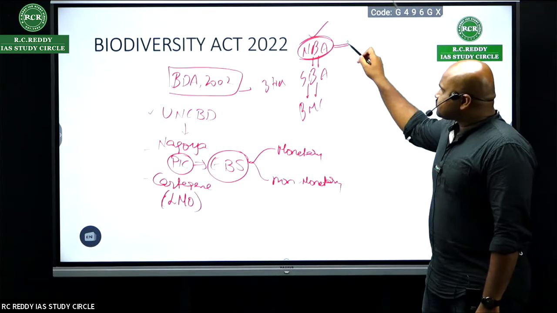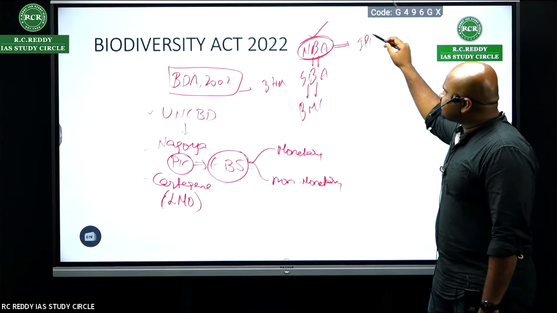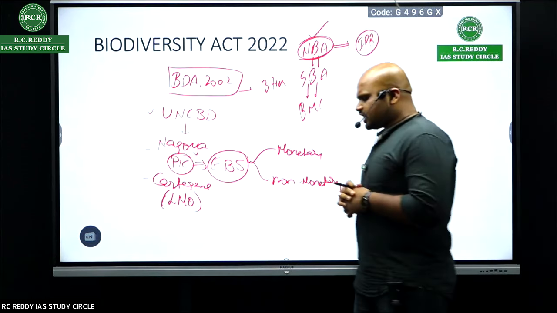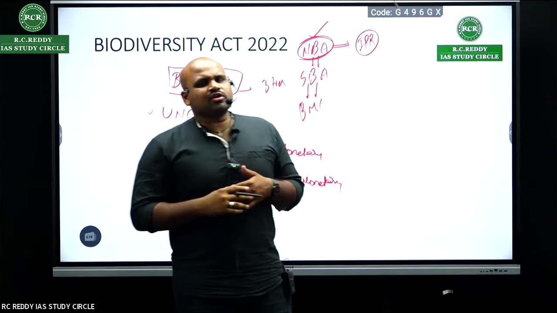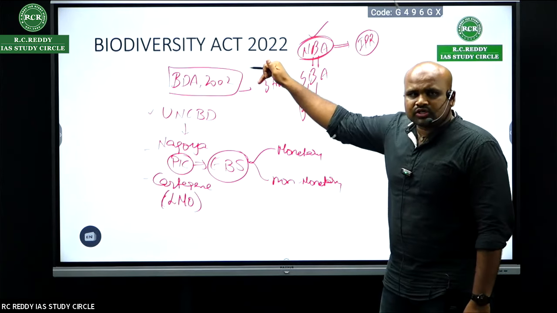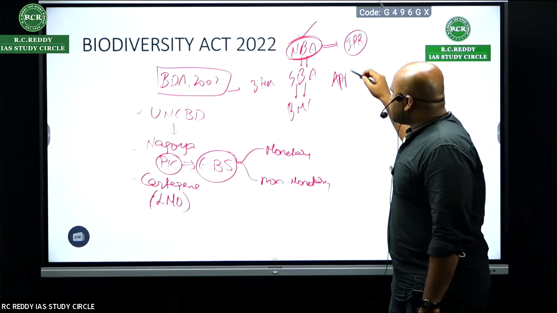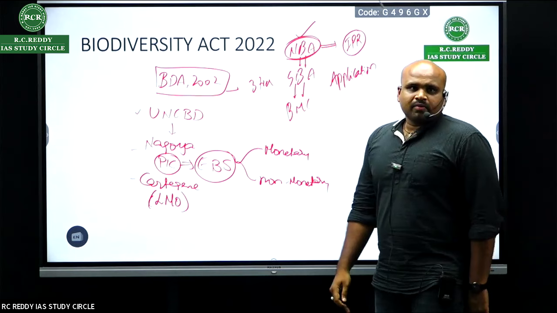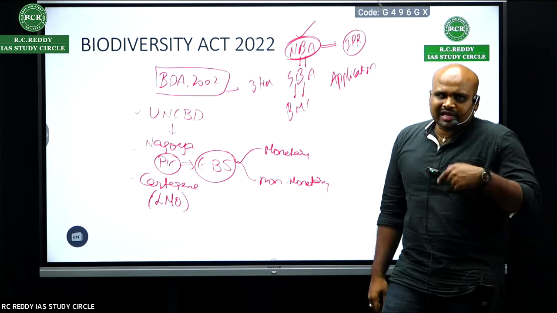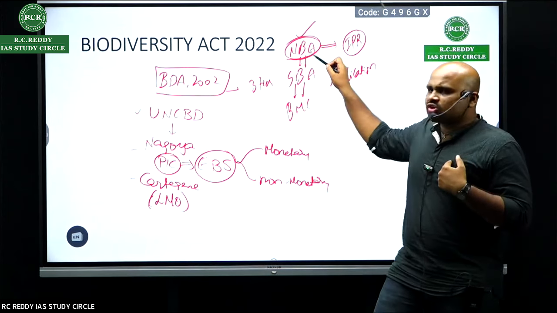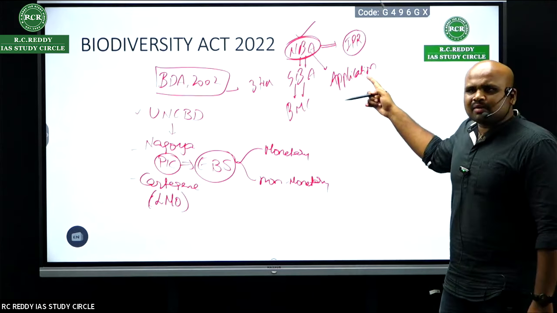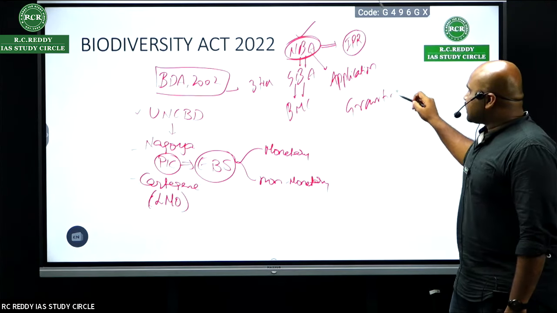When you look at NBA, the necessary permission has to be given with respect to filing of intellectual property rights over these natural resources. In the 2002 Act, whenever there is an application process for filing for IPR, I will have to have the permission of NBA. But when I look at the 2022 amendment, it said I don't need it at the application stage, but I need that permission at the granting stage.